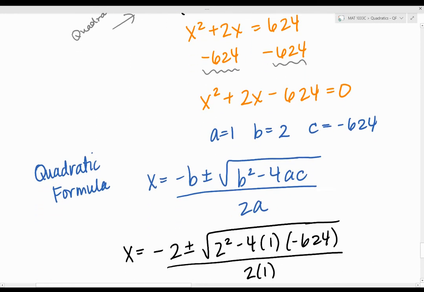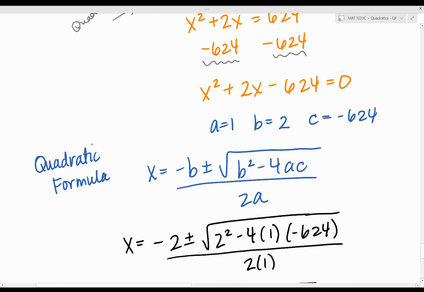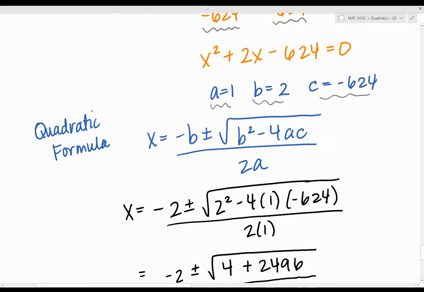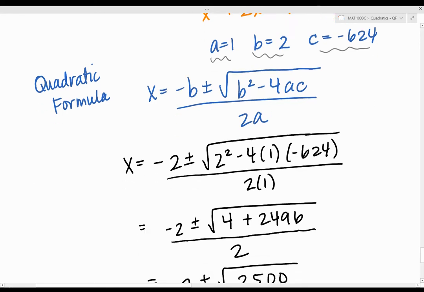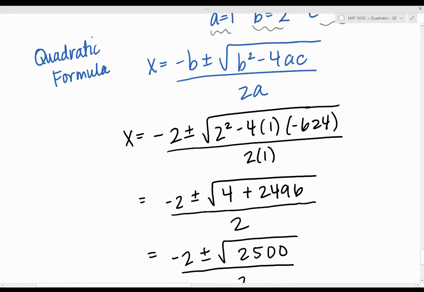Once it's in standard form, since they want me to use the quadratic formula, I need to identify what a, b, and c are. So a is 1, b is 2, and c is negative 624. Then I plug those values into the quadratic formula. We know that the quadratic formula is negative b plus or minus the square root of b squared minus 4ac all over 2a. So I plug my values inside of the quadratic formula.